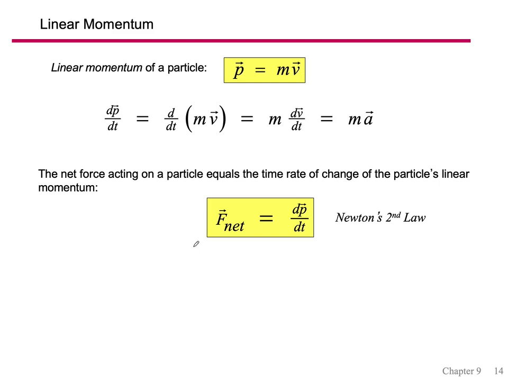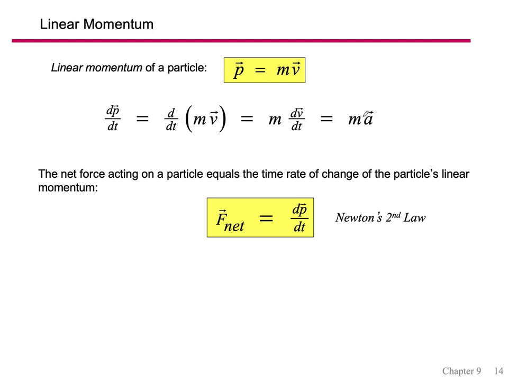Just real quick on this one, you might remember momentum is defined as mass times velocity. If you take the derivative of momentum with respect to time, you get this. Well, you can rewrite that as m, which doesn't change with respect to time, times dv dt, or ma.